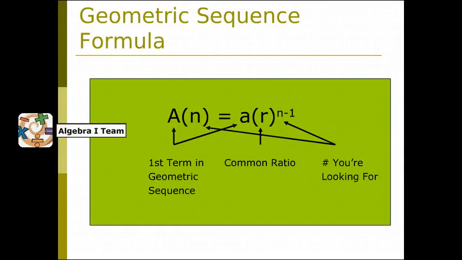Just like in arithmetic sequence, geometric sequence is going to have a formula to help you find missing terms or specific terms within a sequence. Again, our A stands for the first term in the geometric sequence. R stands for the common ratio, and N is the number in the sequence that you're looking for. Okay, so just keep that in mind as we go through the next couple of slides.